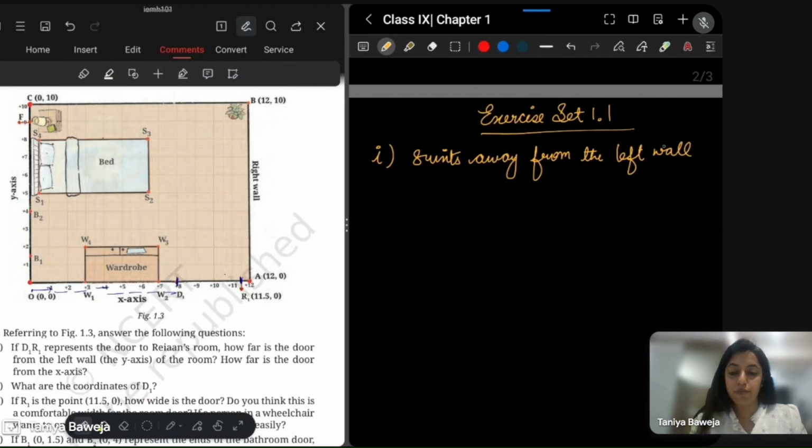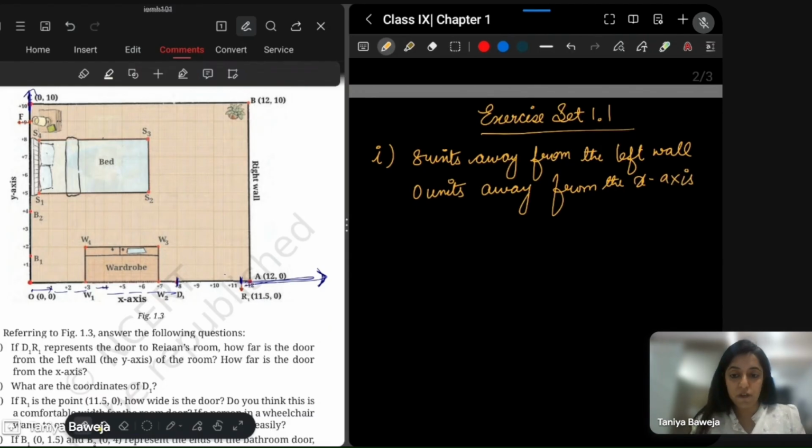How far is the door from the x-axis? It is lying on the x-axis. So this is basically the x-axis that's going, and this is the y-axis. How far is point D1 from the x-axis? It is lying on it, so there would be no distance. That means the distance of the door from the x-axis will be 0 units away from the x-axis.